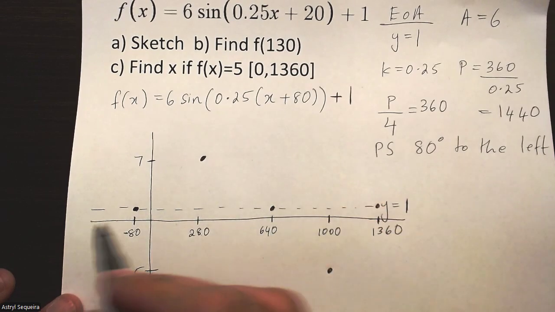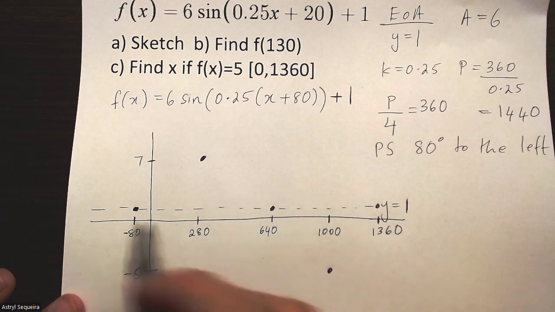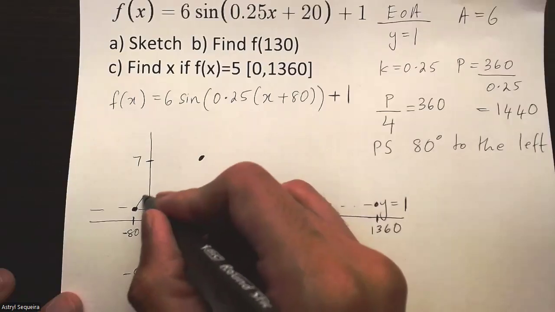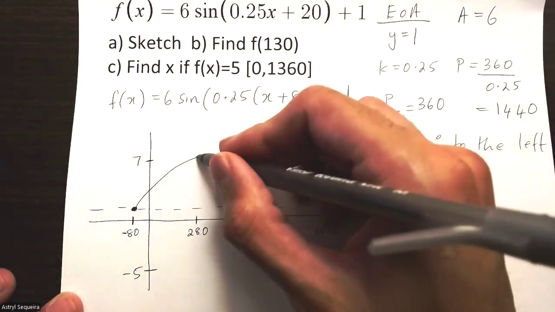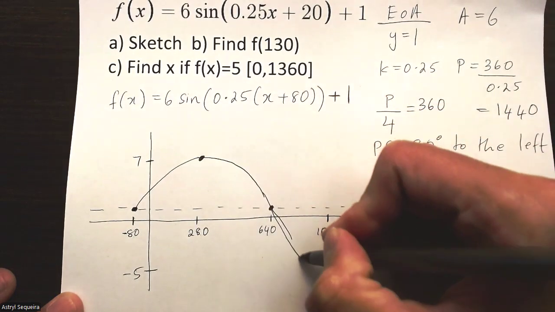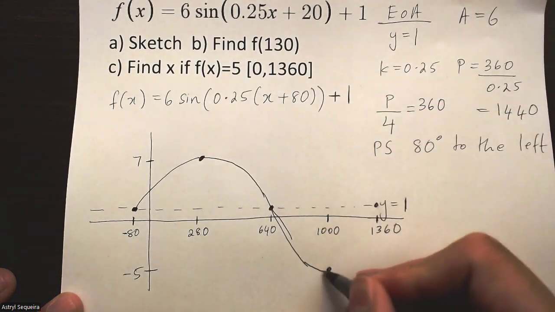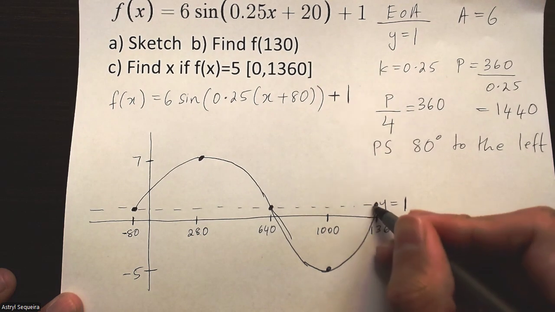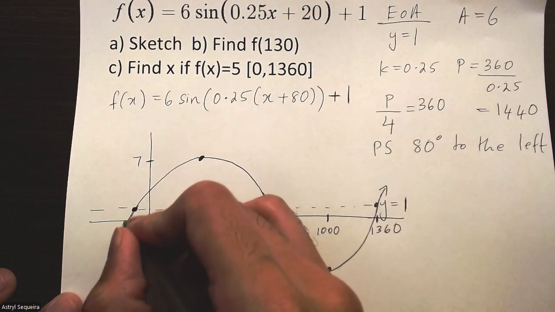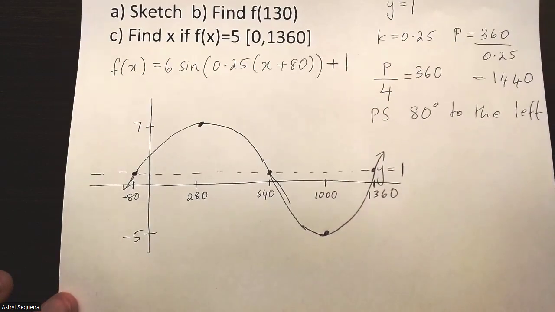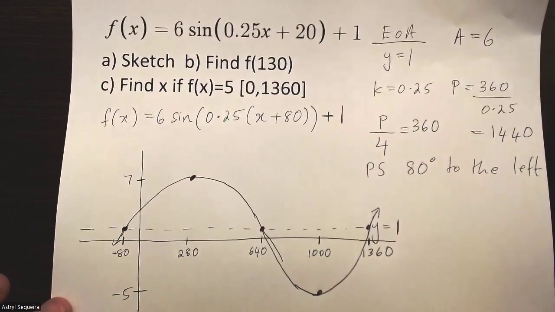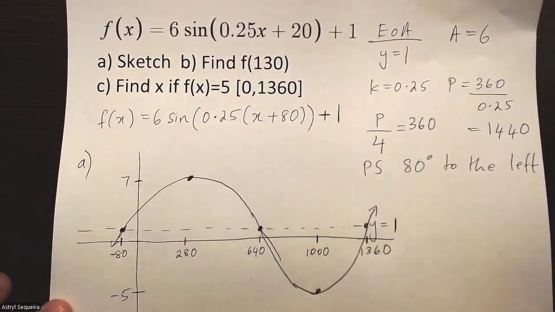I might have drawn it a bit too wide. This is just a sketch. If you're doing it on grid paper, it should be a bit more accurate. I'll draw my sine graph through these points. Then I'll just extend it a bit and I'll put arrows on both sides. So that's what the sketch of the graph would look like, basically the A part of the question.